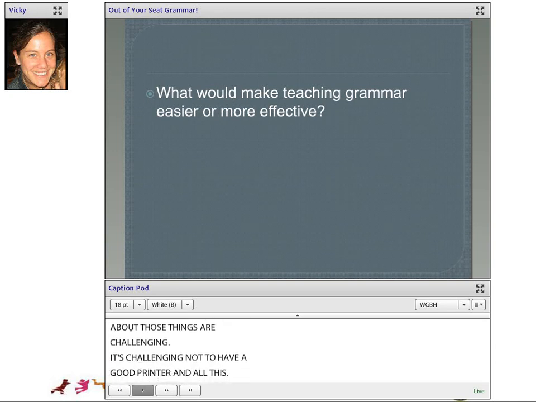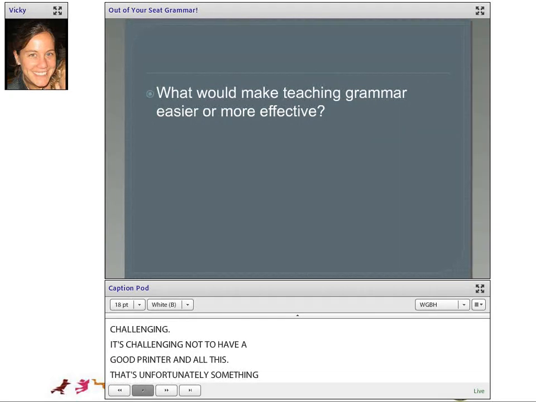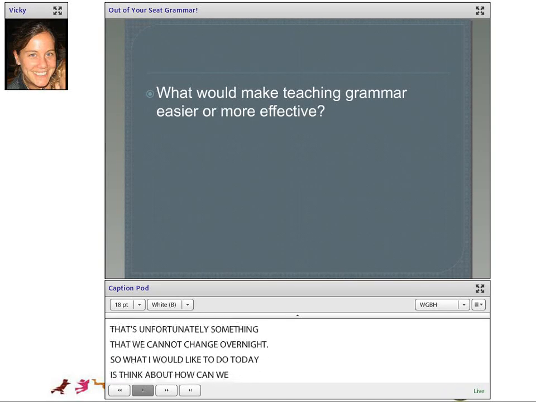And so what I would like to do today is think about how can we overcome those challenges. If we don't have all the materials in the world that we would like, what can we do? And so I've tried to put together activities that you can do even with limited resources so that you can make it work.